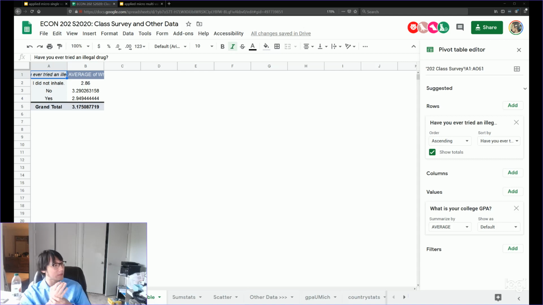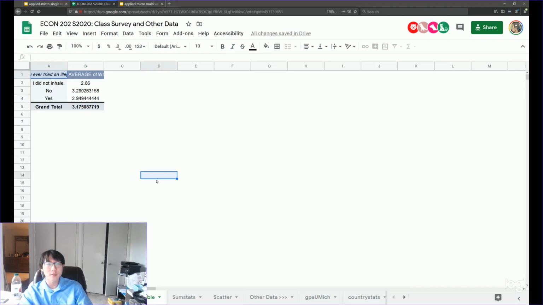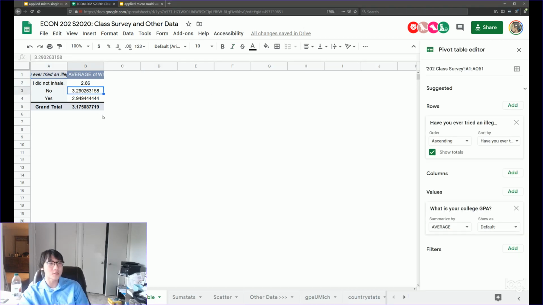So the last topic that we're going to talk about is very, very important. To demonstrate this concept, I used our pivot table to compute the average college GPA of people relative to their drug use. You can see here, have you ever tried an illegal drug? Here are people who answered no. Here are people who answered yes. And it looks like the people who answered yes have a slightly lower college GPA.